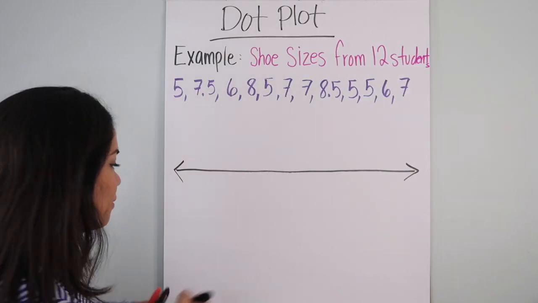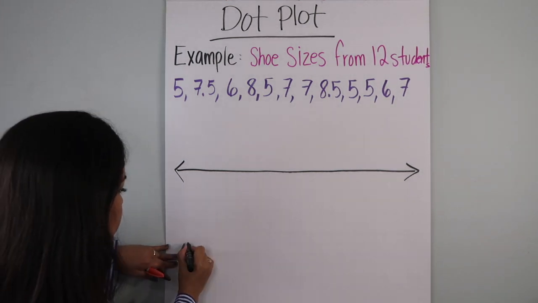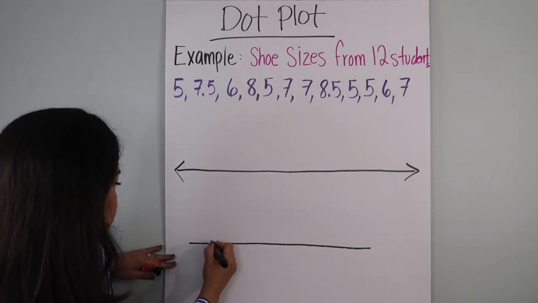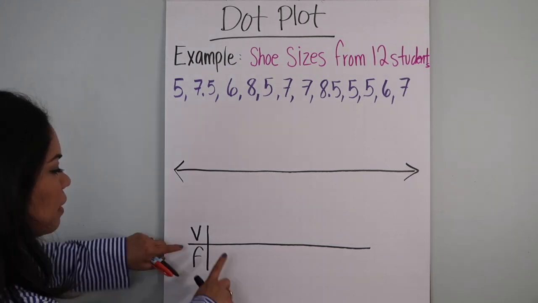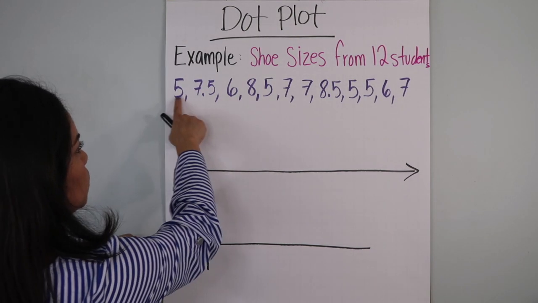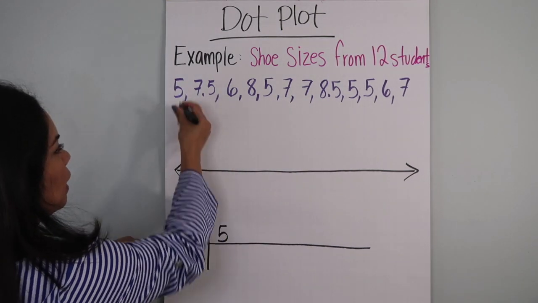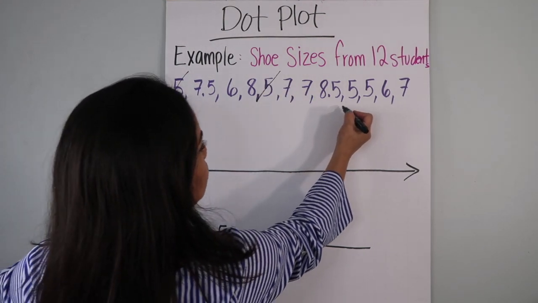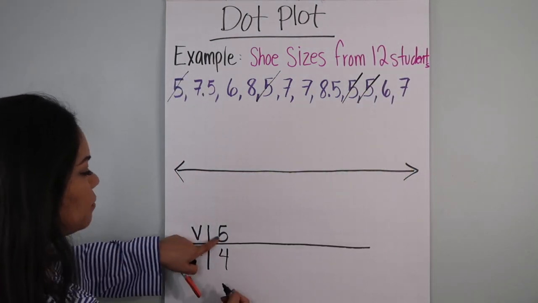What I'm going to do now is create a frequency table before I start plotting my dots. I'm going to write the values that I have in this data, and I'm going to start with the smallest one, which is 5. And how many 5s do I have? 1, 2, 3, 4. I have 4 5s.